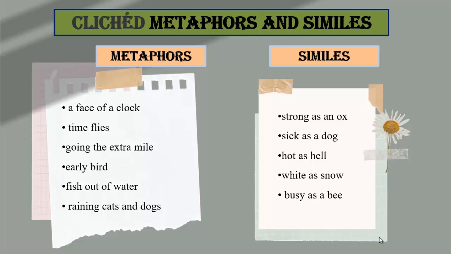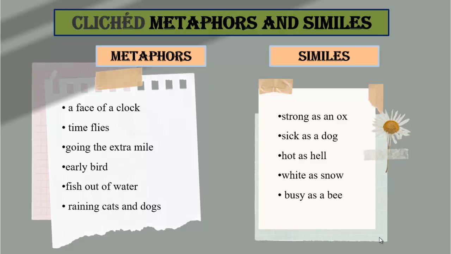Examples of cliched similes are strong as an ox, sick as a dog, white as snow. We use these similes when we don't have the energy or inspiration to think of a new way to express an idea. Every time we use a cliched simile or metaphor in our writing, we miss the golden opportunity to make the scene vivid and characters distinct. That's why we must avoid using these cliches in our writing and create our own natural and innovative similes and metaphors.